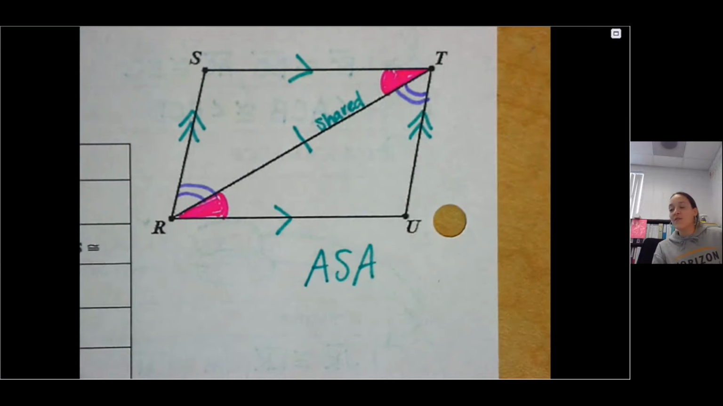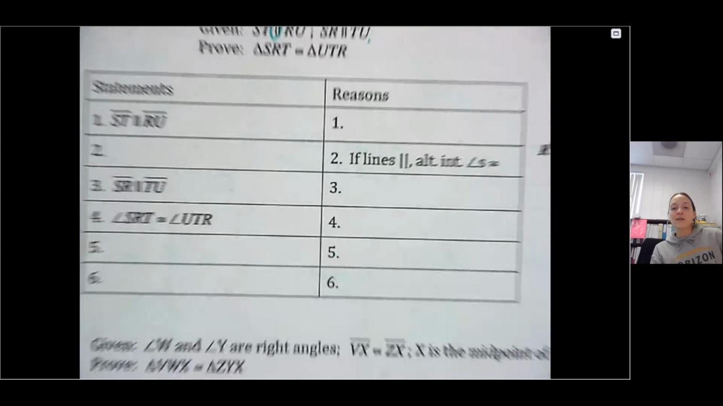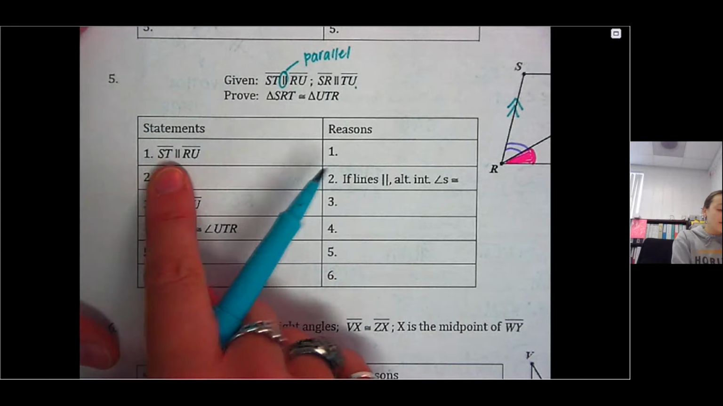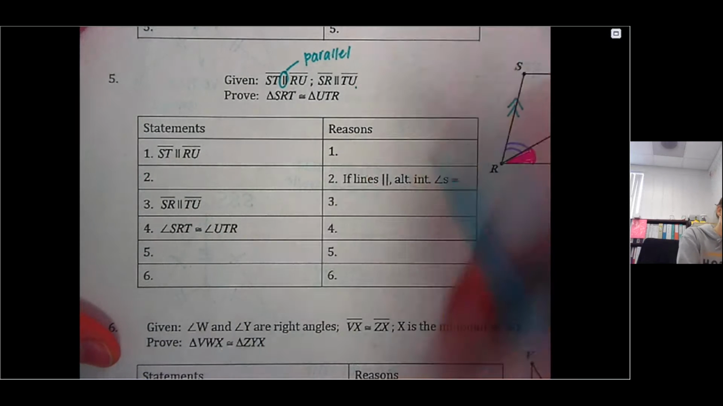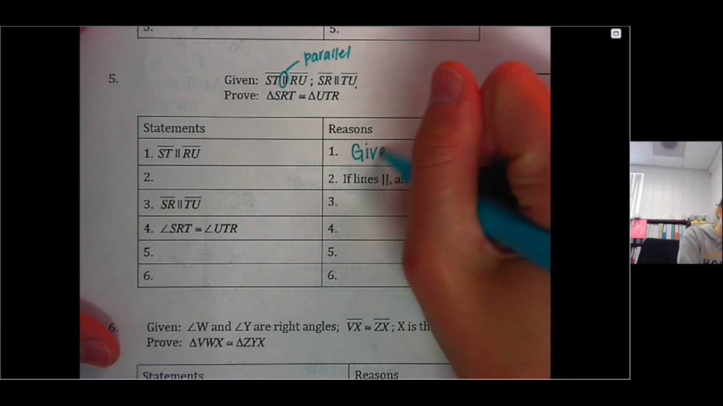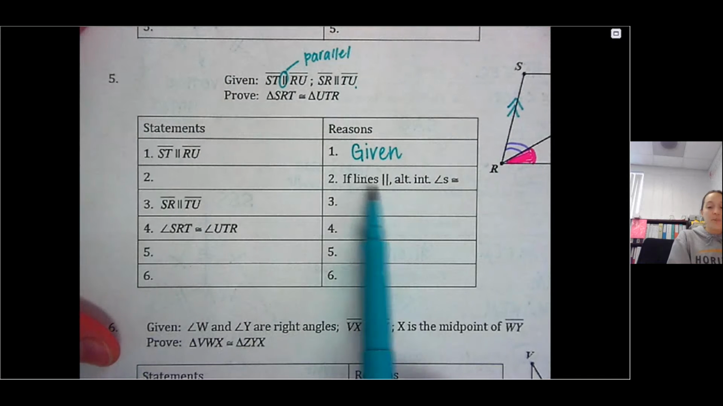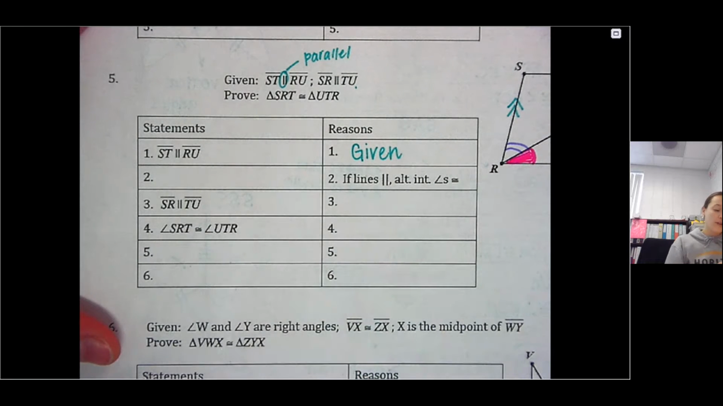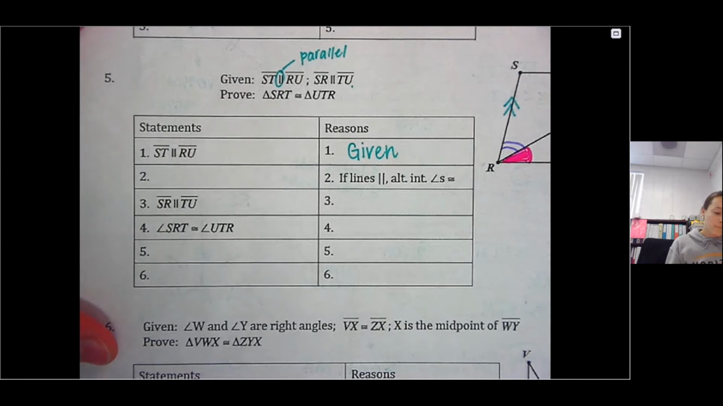All right, so let's use that info. Let's plug it in really quickly. First statement, what's the reason? Given. Now, the second statement says if lines are parallel, alternate interior angles are congruent. So I need to name the first pair of congruent angles. Yes, like SRT is congruent to UTR.